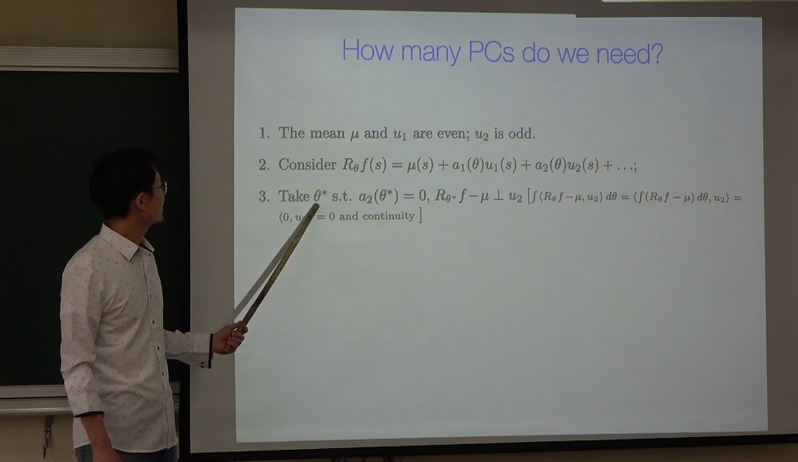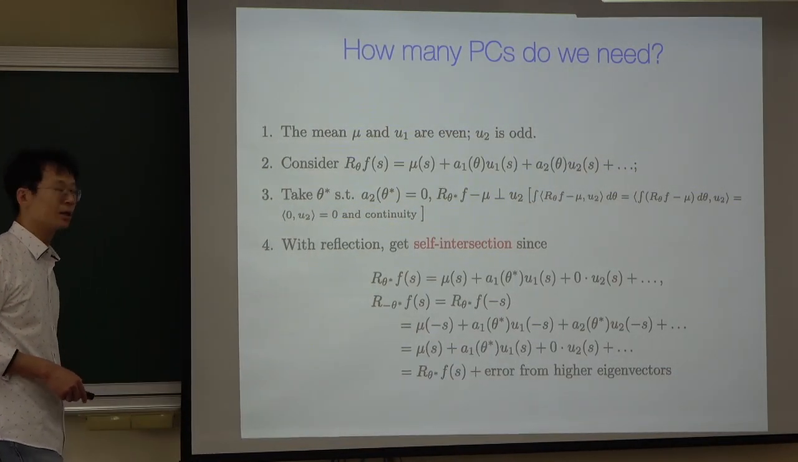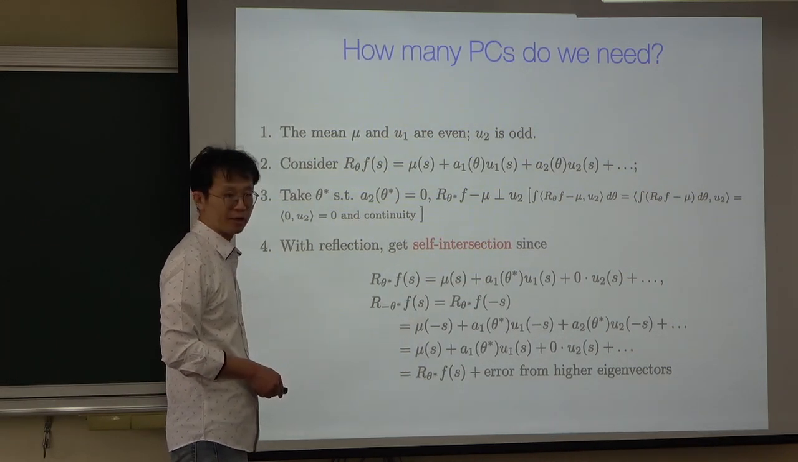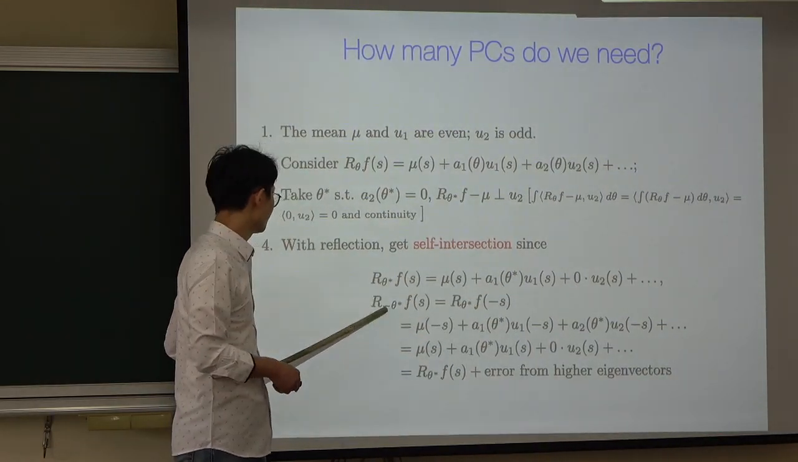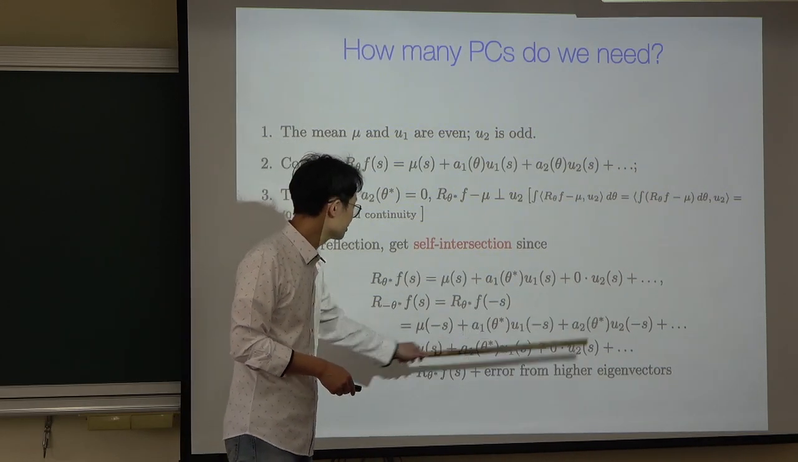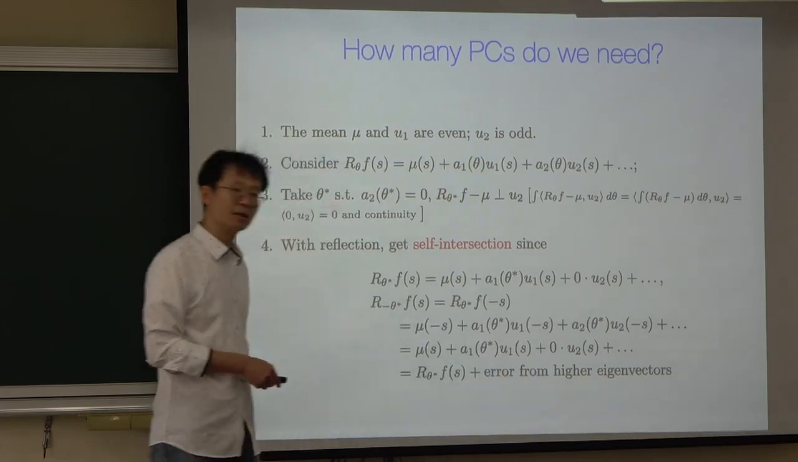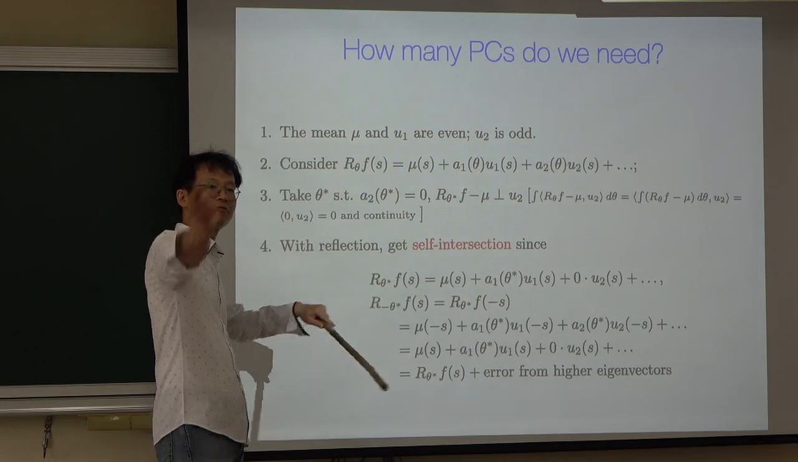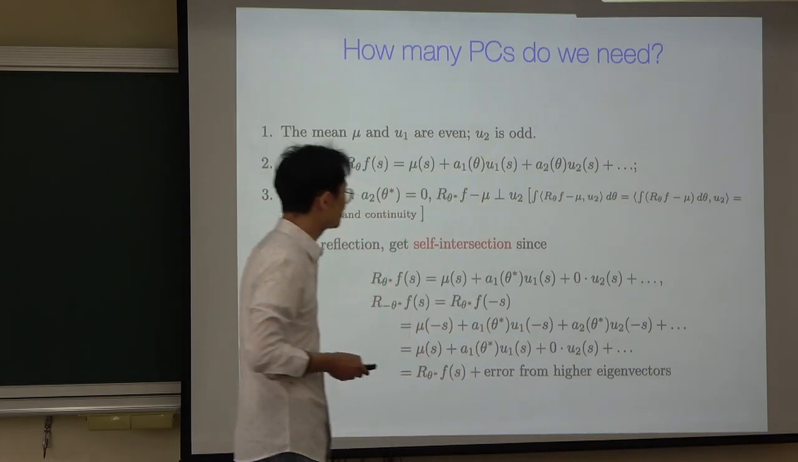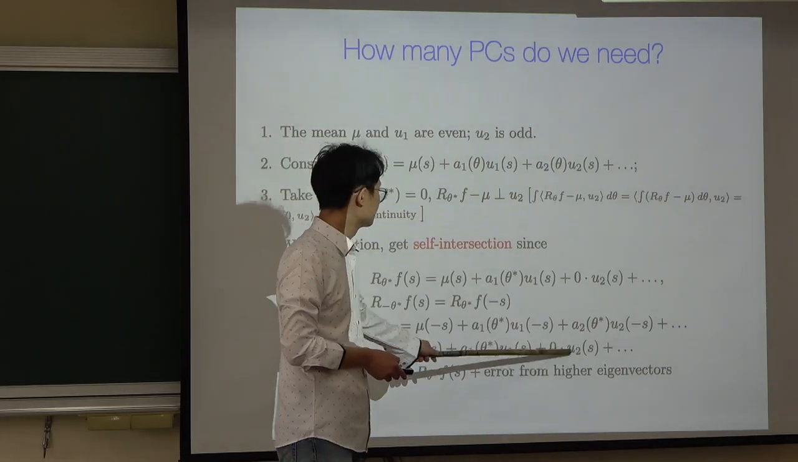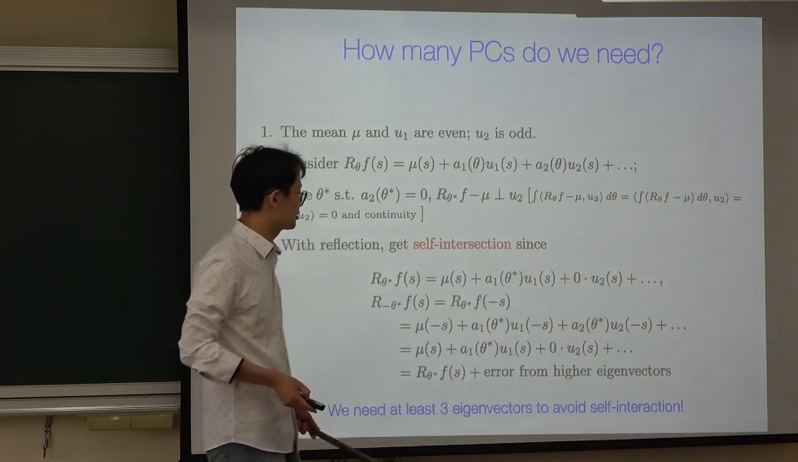So you can find theta star, some specific projection direction, such that A2, the second coefficient, is 0. So with reflection, you can get self-intersection by the following calculation. Now, at theta star, A2 is 0, so this term is done, and you have these two remaining. So you can take minus theta star, this is minus S, and you put everything in. Because mu is even and U1 is even, you get the same thing back. So if you flip it back, you get something exactly the same. And so from here, it tells you that you should have at least four eigenvectors, so that you can get what you need. So you need at least three eigenvectors to avoid self-intersection.